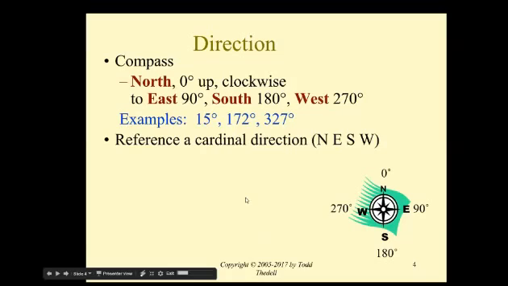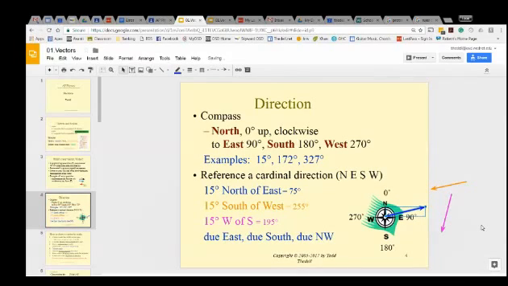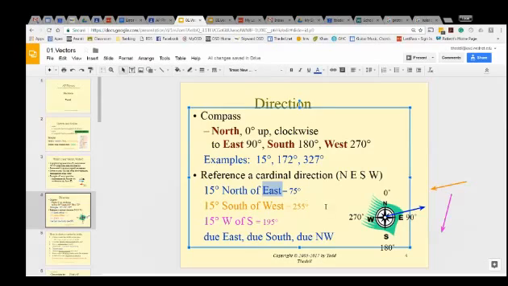We're going to reference the cardinal directions: north, east, south, and west. We're going to see some vectors that have those directions as our reference. For example, 75 degrees would be a vector that goes off like that direction on the compass. We'd also represent that as 15 degrees north of east. So the east is our reference, and we're going towards the north a total of 15 degrees, which puts us at the same place as 75 degrees.